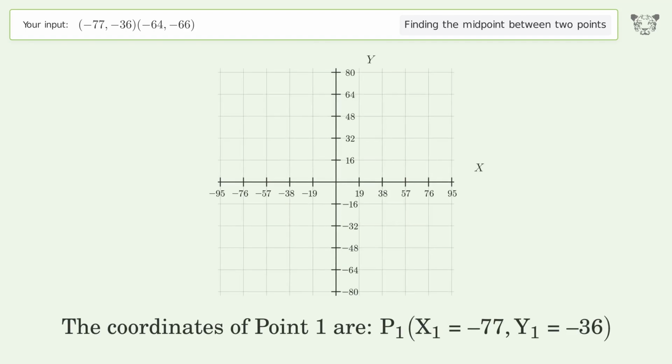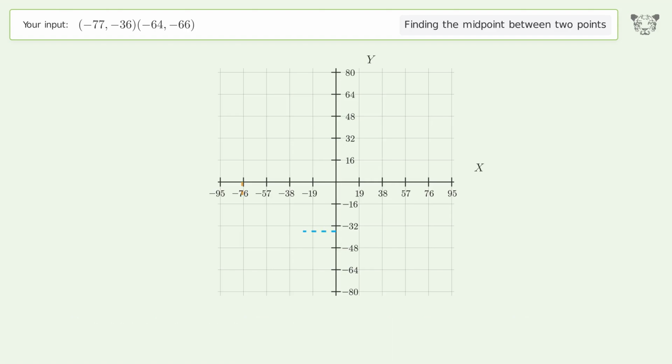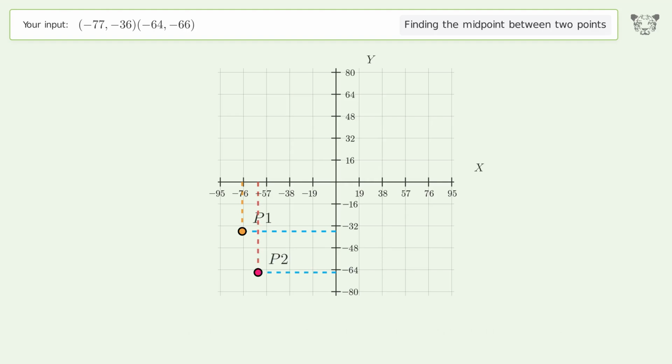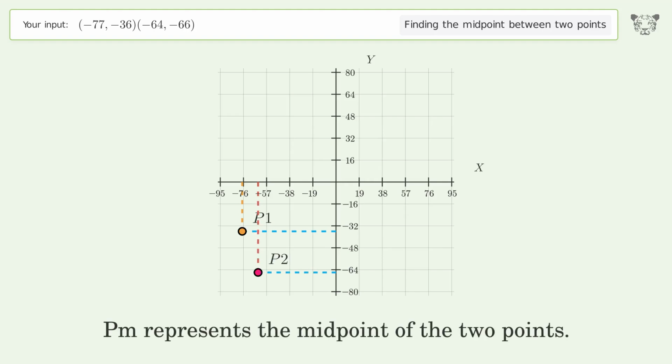The coordinates of point 1 are, x1 equals -77, y1 equals -36. The coordinates of point 2 are, x2 equals -64, y2 equals -66. PM represents the midpoint of the 2 points.